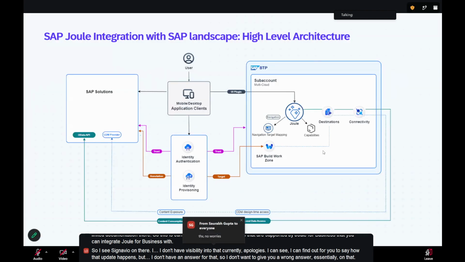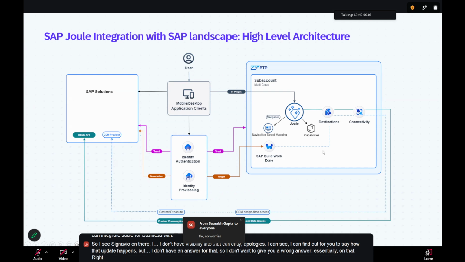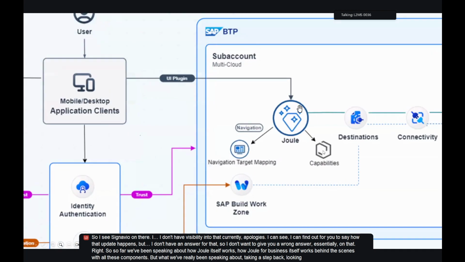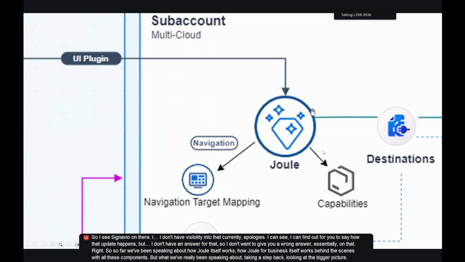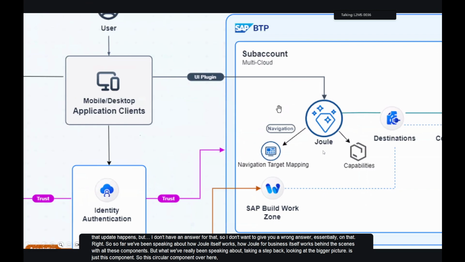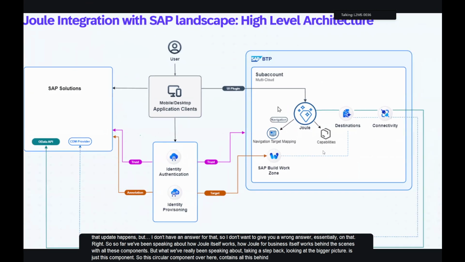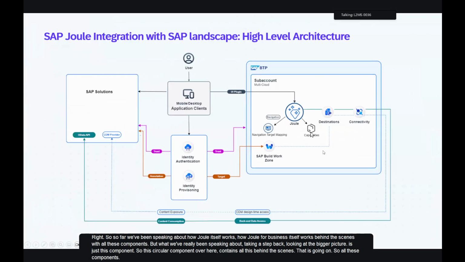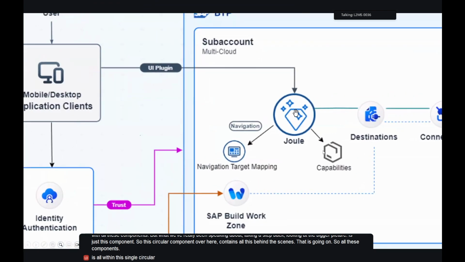Right. So far we've been speaking about how Joule itself works, how Joule for Business works behind the scenes with all these components. But what we've really been speaking about, taking a step back and looking at the bigger picture, is just this component. So this circular component over here contains all this behind the scenes that is going on. All these components are within this single circular component.